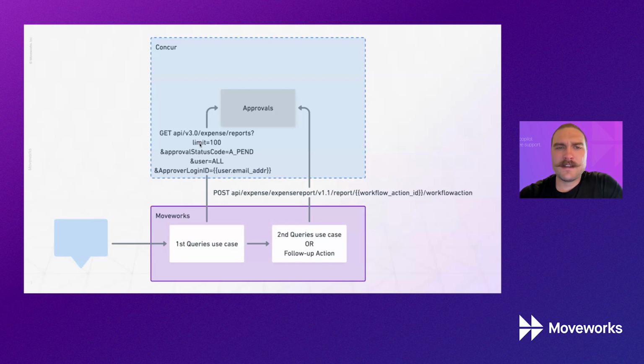I've configured some URL parameters such as limit, approval status code, user, and approver login ID. My recommendation here is to use approver login ID and then reference it as a user.email adder. We'll talk about that when we look at the queries use case. And then it will come back with the various approvals that are pending this user.